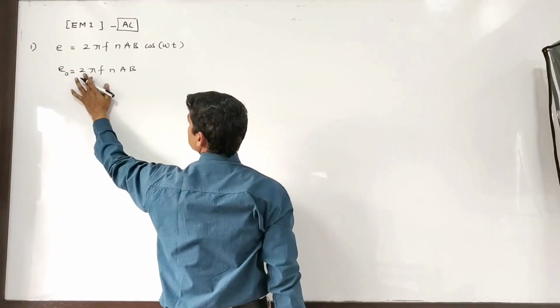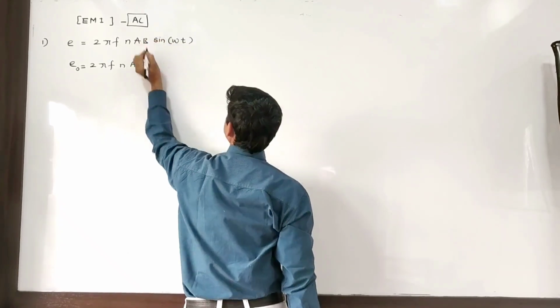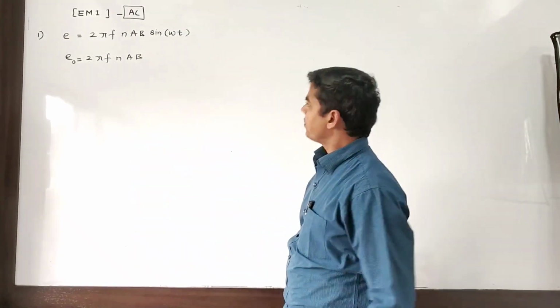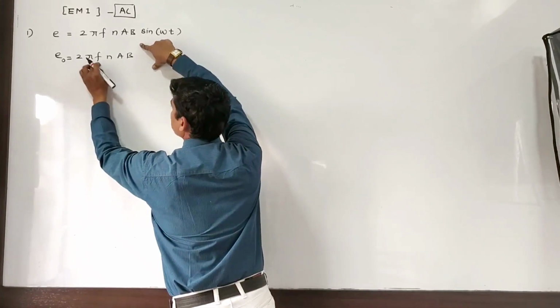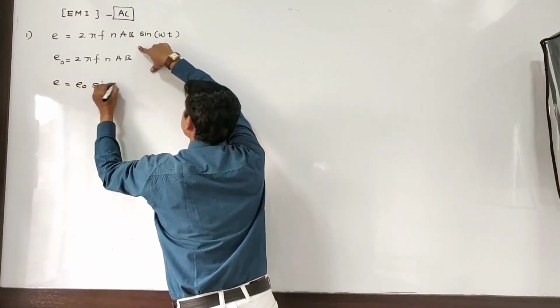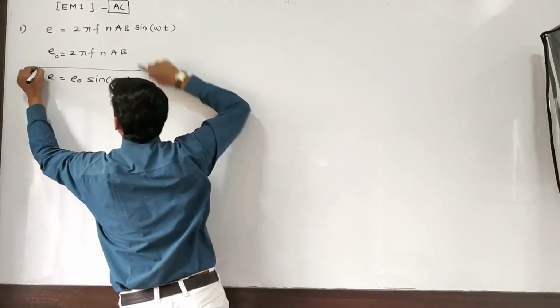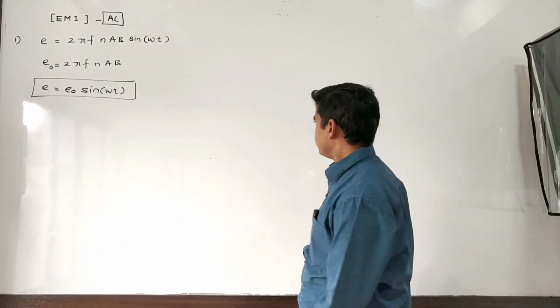So E0 is equal to 2 pi f NAB, or we can also write sin omega t. Sin omega t we can also take. So E is equal to, if we substitute E0 equal to 2 pi f NAB in this equation, E equals E0 sin omega t. This is the general formula for EMF induced in a coil rotating in a uniform magnetic field.